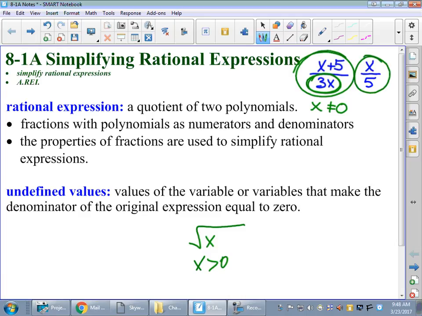If I plug 0 into that second expression, it would just mean 0 divided by 5, and that's okay because that's actually equal to 0. So we just look for those values. We're going to start looking at that a little bit. It's important when we go to graph these things and when we solve.